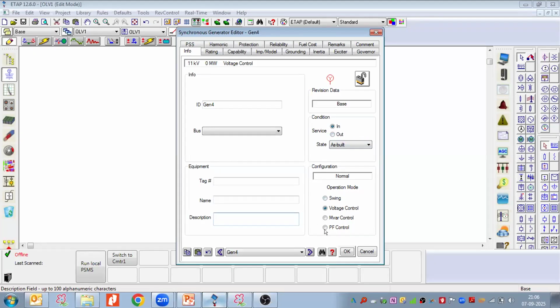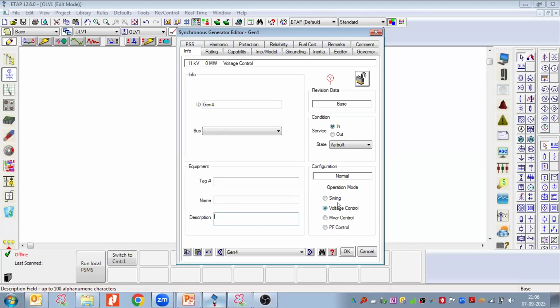Now you see here, it is not coming by default in swing mode, it is coming in other modes. Yesterday we discussed that the grid we take in swing mode, but the generator we do not necessarily take in swing mode, we can take other modes as well, like voltage control, MVAR control, PF control. We will discuss all these operation modes today as well.